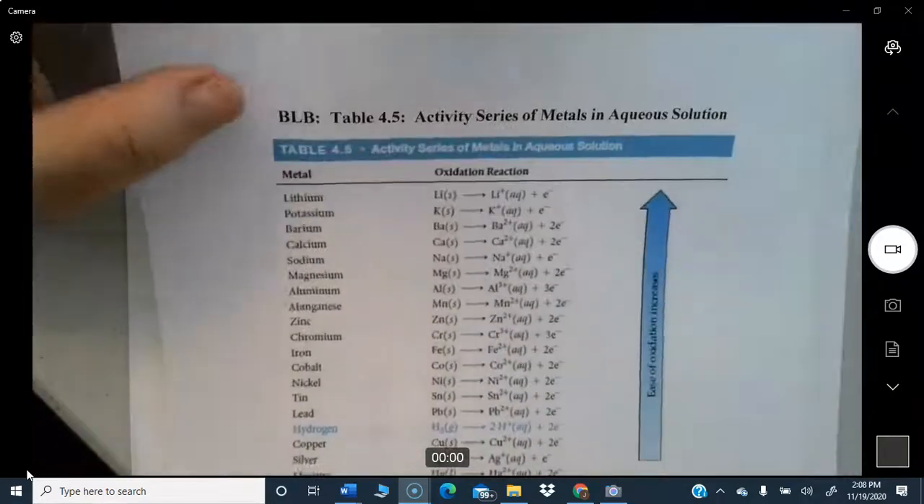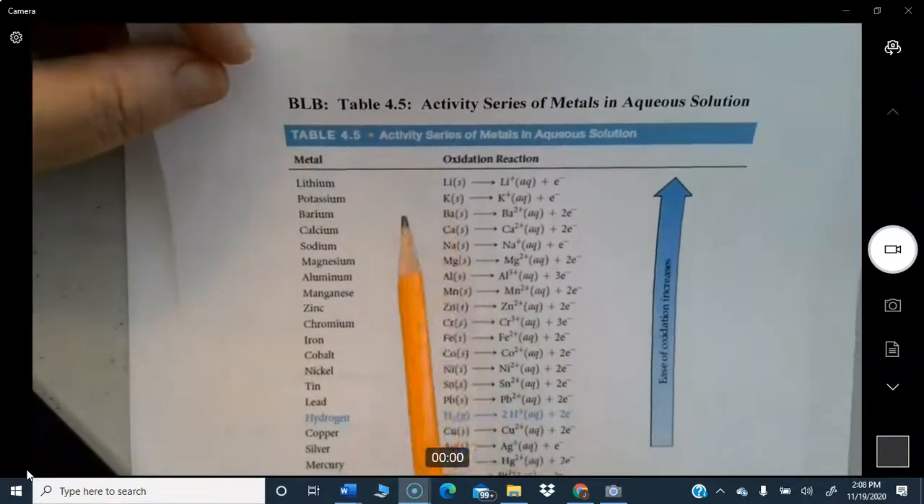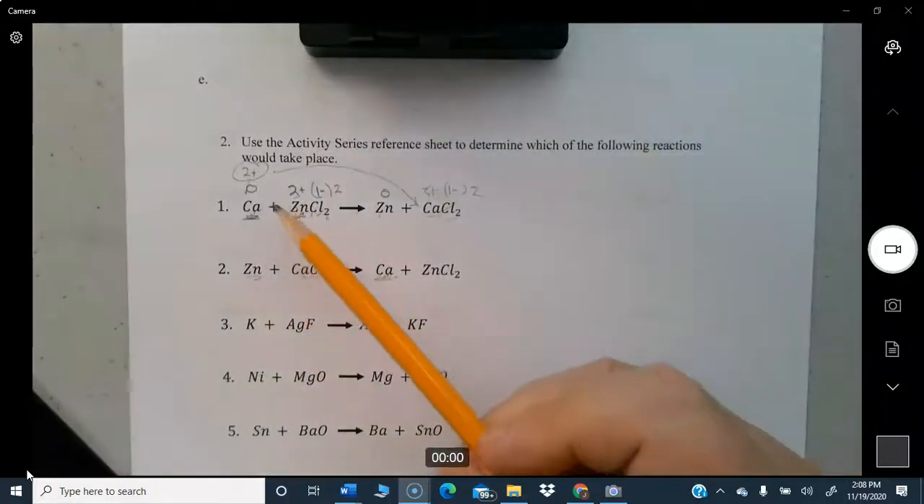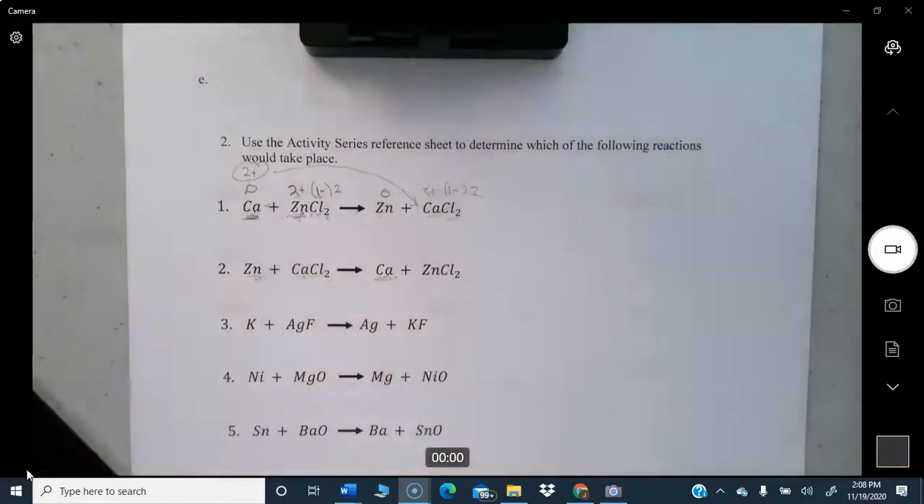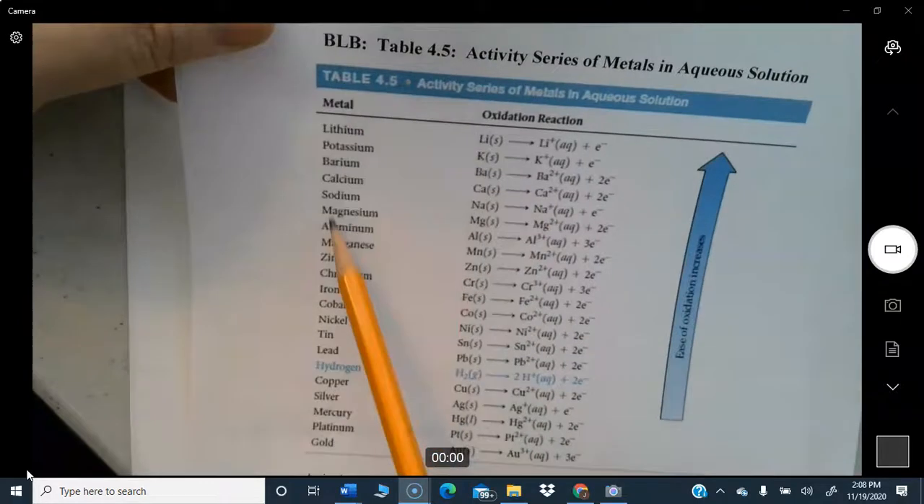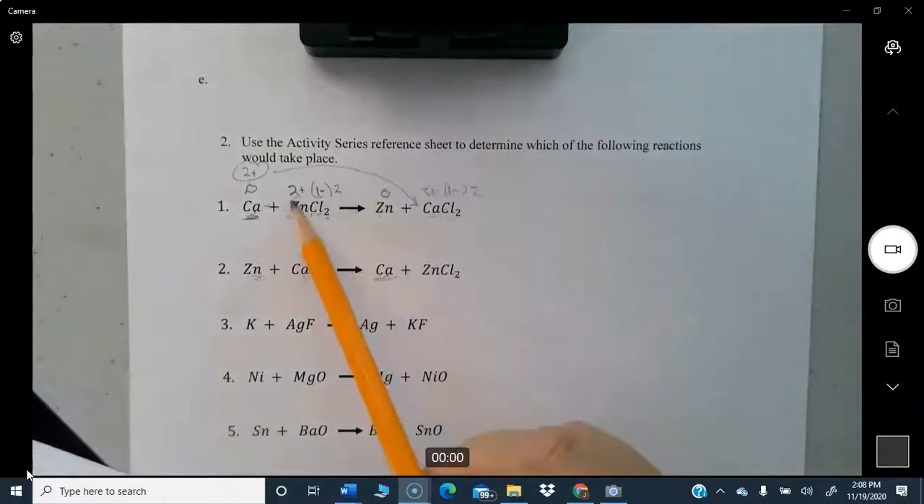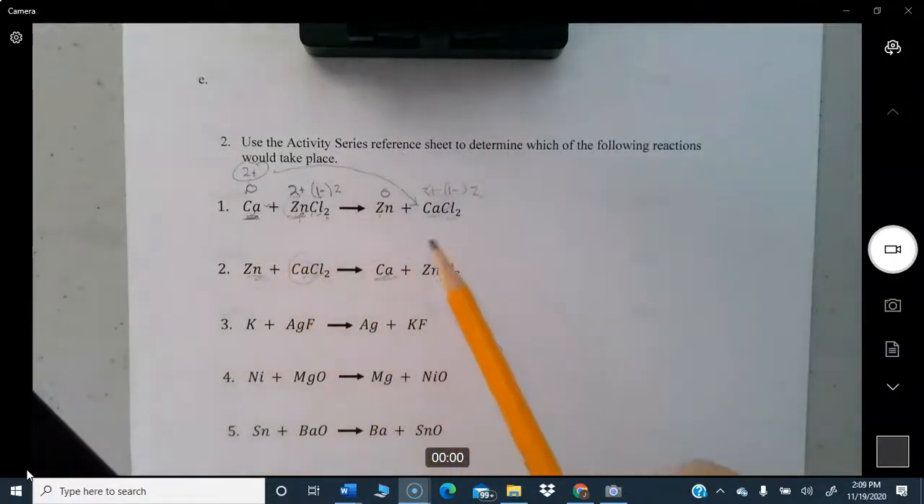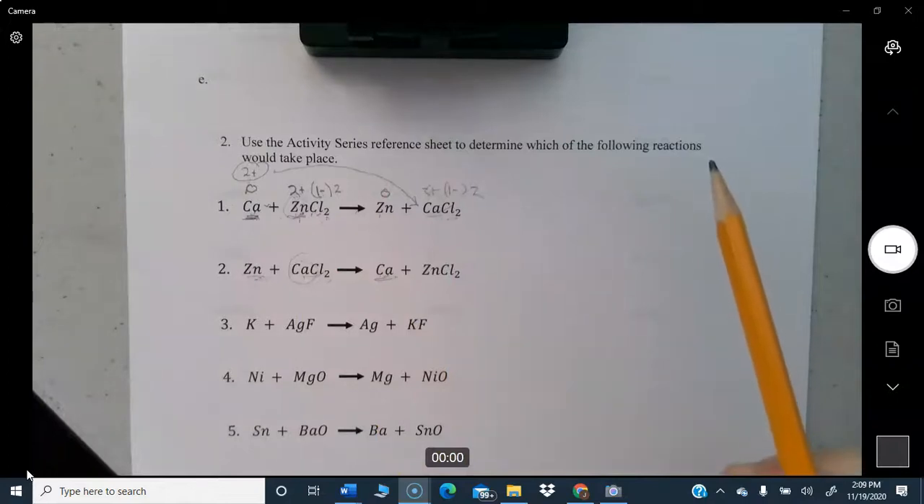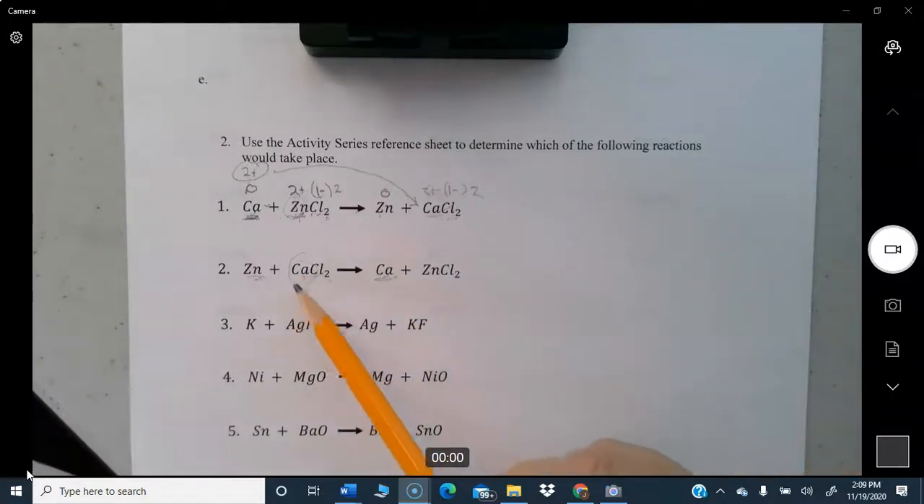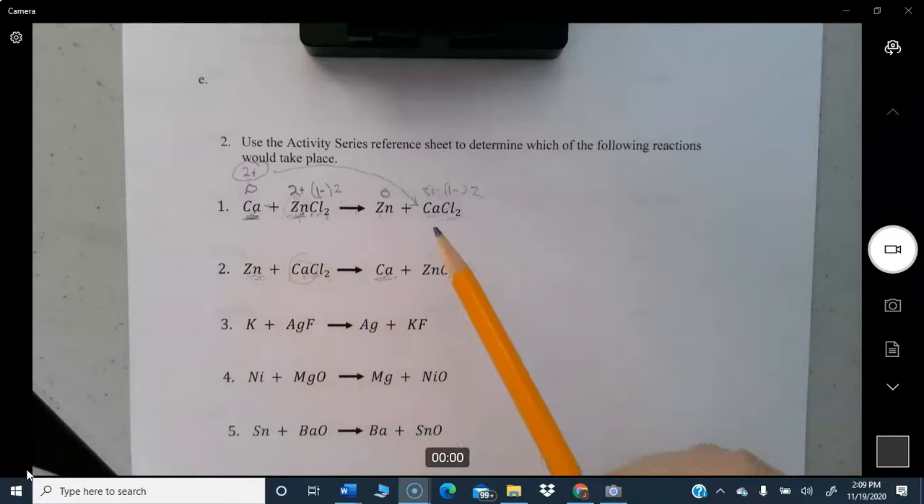So the rule is very simple. The rule simply says that if the lone element, in this case calcium, or in this case zinc, the lone element is above the other element, the element that's in the bond here, then the reaction will take place. If it's below the element that's in the bond here, then the reaction will not take place. So let's look at these two and see which one will take place.